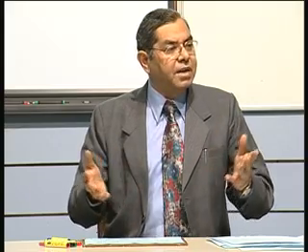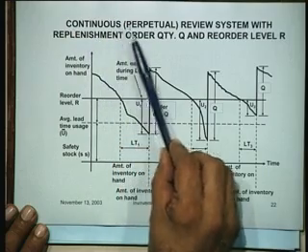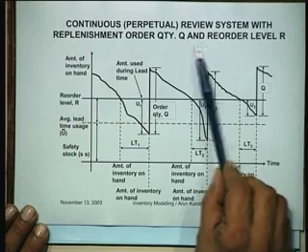Let's now talk about inventory control. So far we have been talking about determining the quantities that you should actually have in an ideal situation. So that was inventory planning. Now once you establish a plan, then you go ahead with reviewing your orders, and so what are the inventory control policies that you should have? So there are essentially two types of policies that we can deal with. One is called the continuous or the perpetual review system with the replenishment quantity Q and reorder level R.